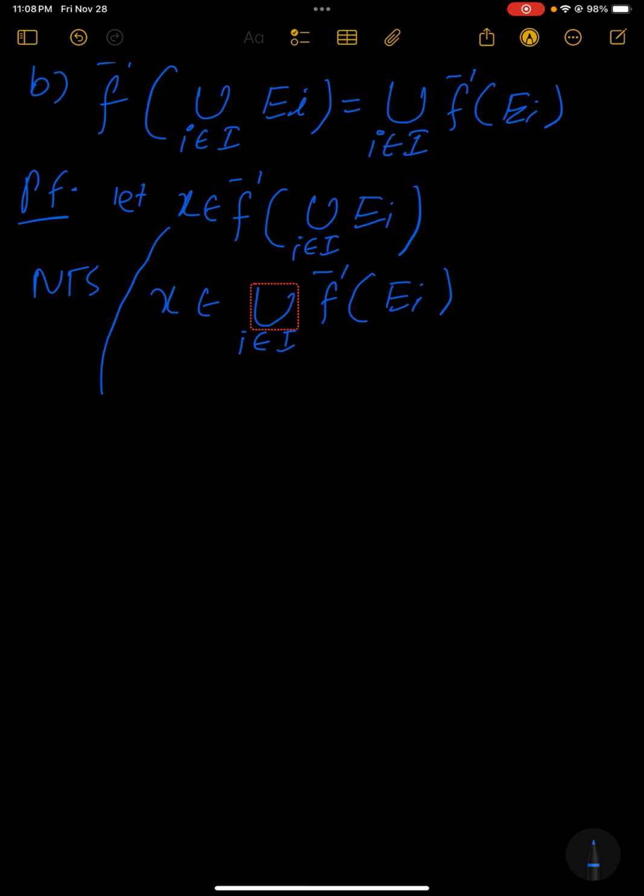How can we show that? So we will start from here. If x belongs to this thing, this means that f of x belongs to the union over i in I of Ei.